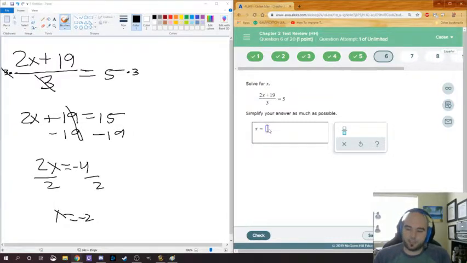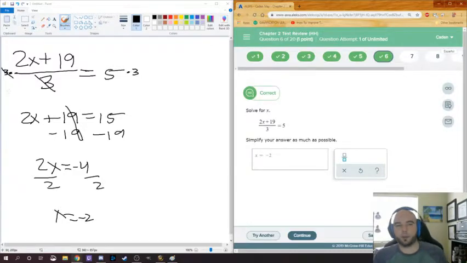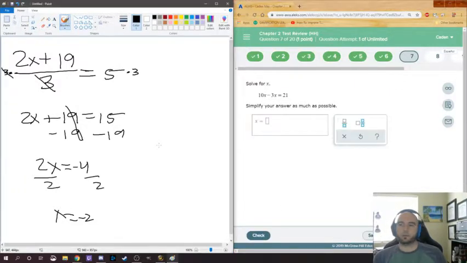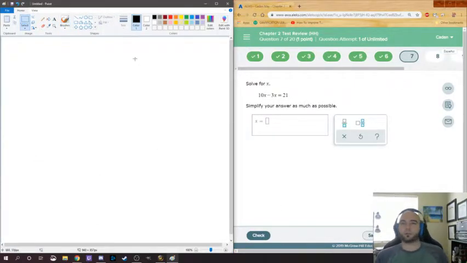So this one just has the extra step of that division needing to be undone by multiplying first. You got to be careful, make sure you do that. Otherwise you can mess it up. Number 7.